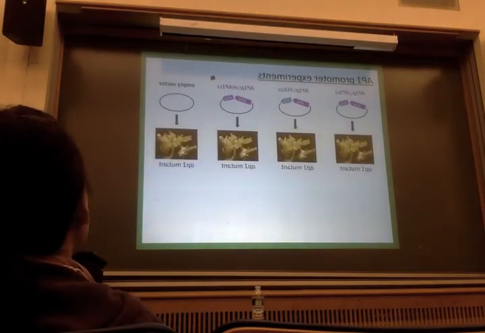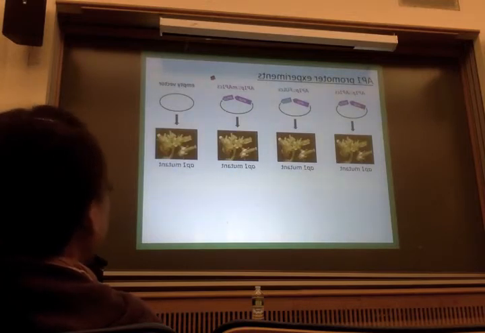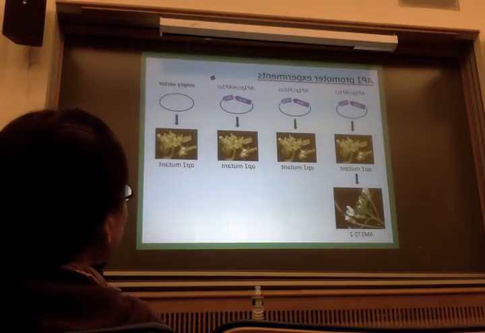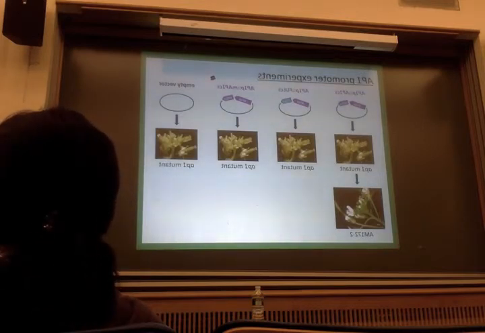And so I transformed each of these constructs into AP1 mutants, and this is what we get. So in our AP1, AP1 positive control, we can see that we have petals, unlike in our AP1 mutant, which is really good because it's always good when your positive control works. That's a good thing.